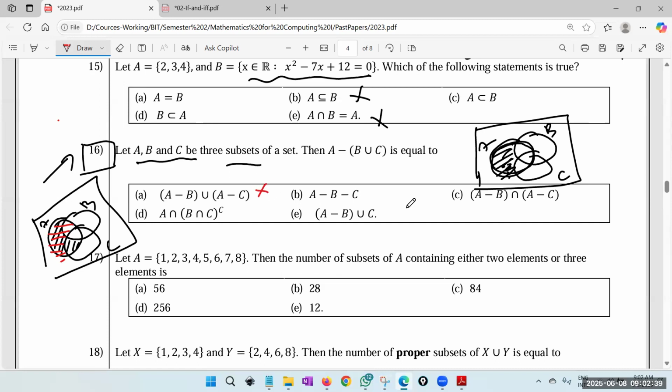This means A minus B. Okay, let's draw it again. A, B, C. A minus B. From A, you want to get rid of B. That means this part. From that, you want to get rid of C. So that means this part you need to get rid of. So then what you get is this. Yes, that is what we are interested in. So that is correct. What about the C?